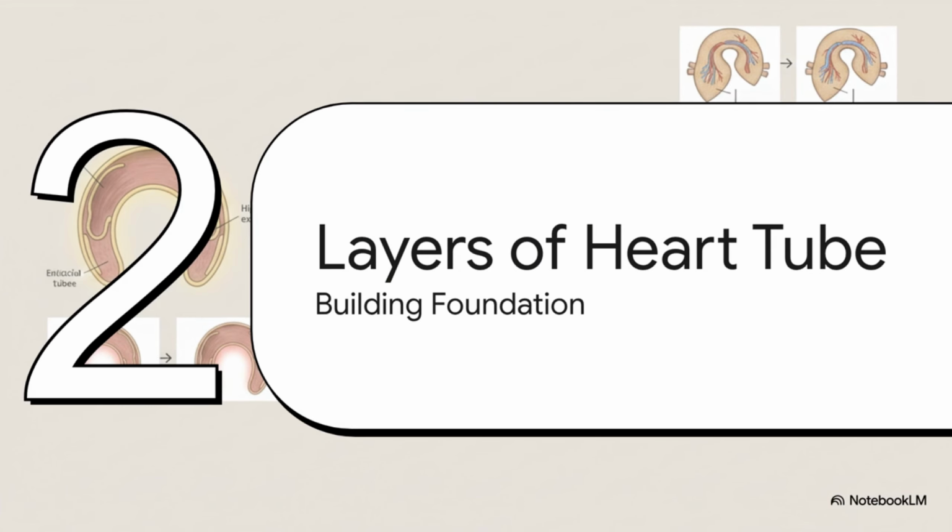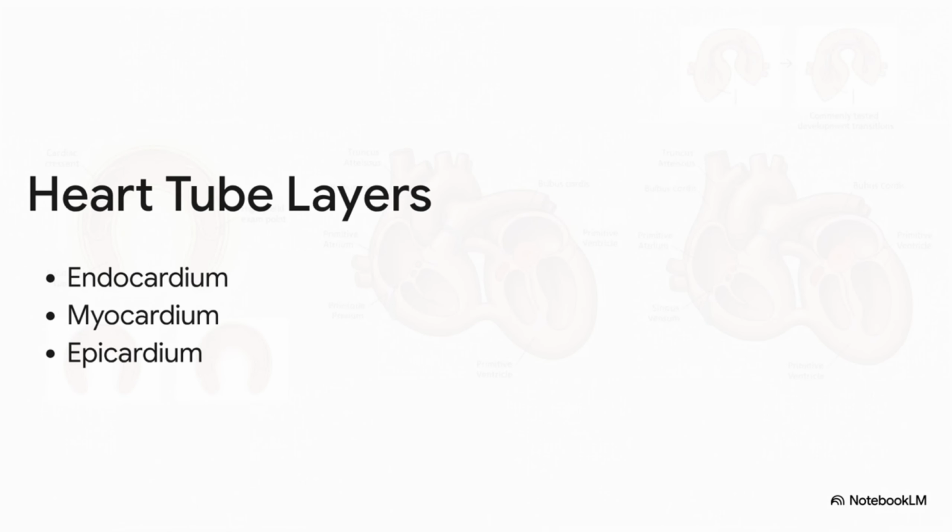All right, Section 3, layers of the heart tube. So, now that our singular tube is locked into the thorax, what exactly is it made of? Well, it's composed of 3 essential layers. The inner endocardium forms the internal lining. Then you have the myocardium, which forms the muscular wall.